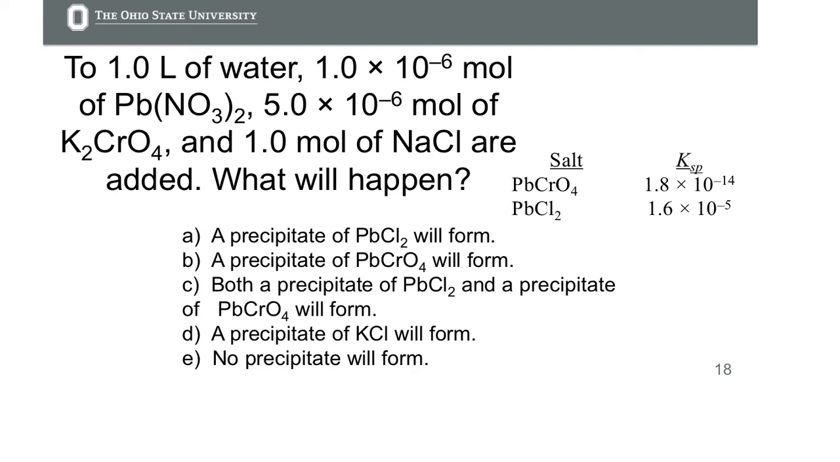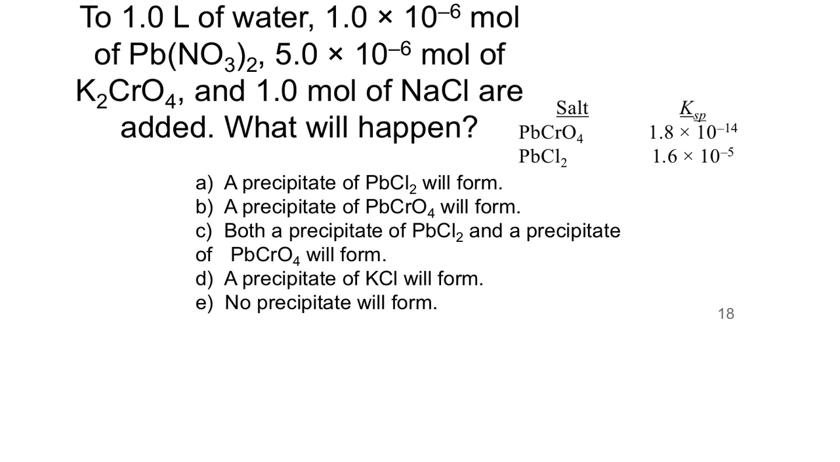Now there's some clues here. We have KSP values for lead chromate and for lead chloride. So essentially, given the options, we need to figure out if a precipitate of lead chloride will form and will a precipitate of lead chromate form. And so this problem is very similar to the last problem. We just need to figure out concentrations. We're given moles, but we're in 1 liter of water, so that's convenient. I might just breeze through this one because there's not too much new here.